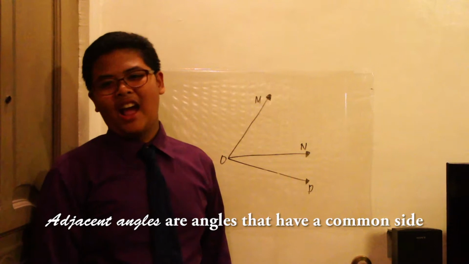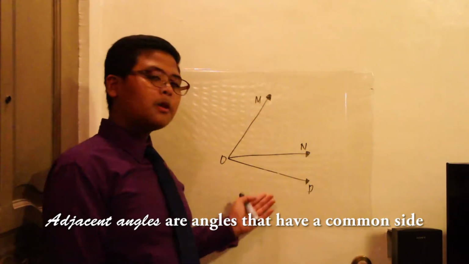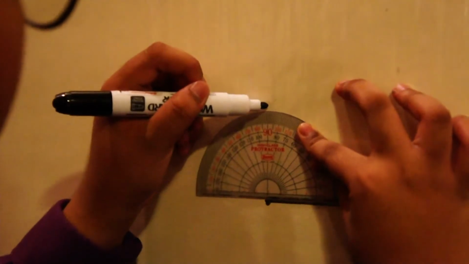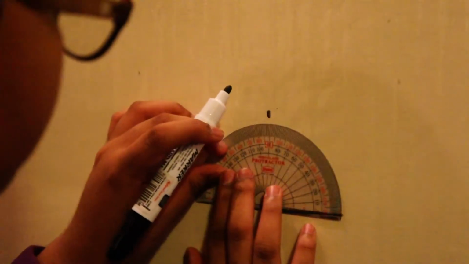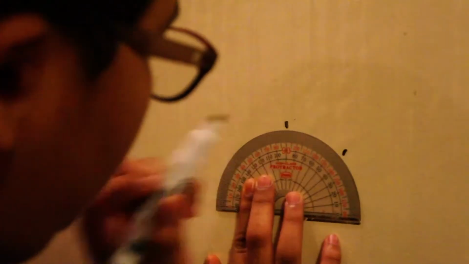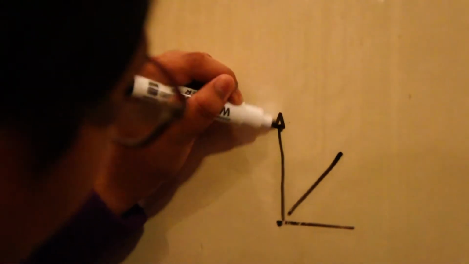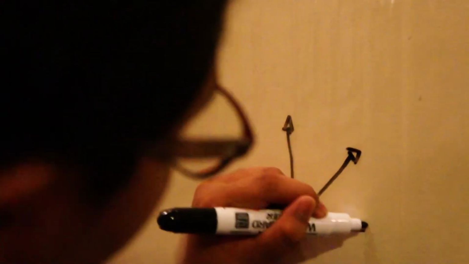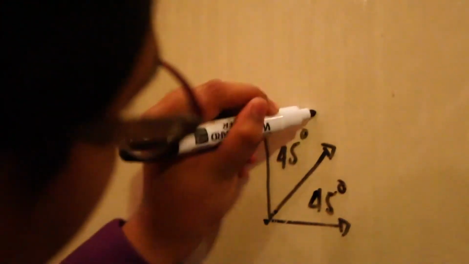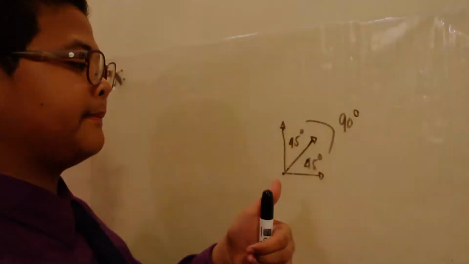Adjacent angles are angles that have a common side. This is the example of adjacent angles. To measure the adjacent angles, place the center mark of the protractor on the vertex of the angle and place the 0 degrees mark on one side of the angle. Take note, adjacent angles have a common side.